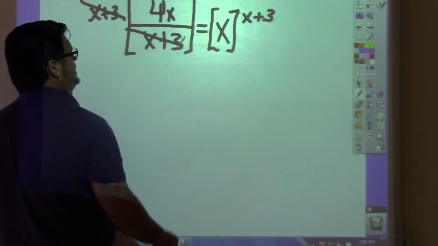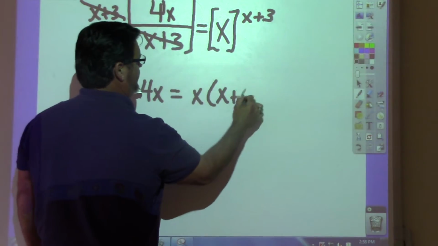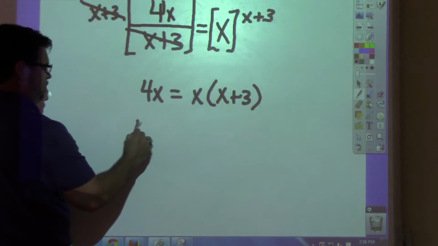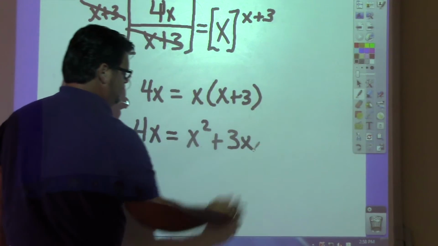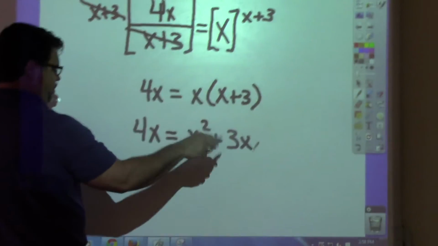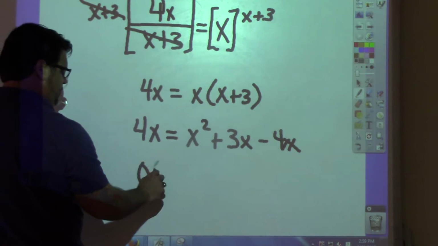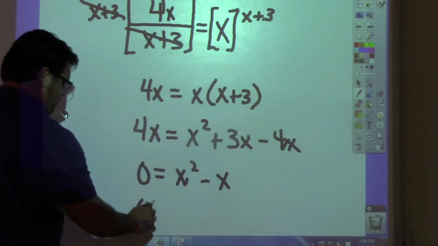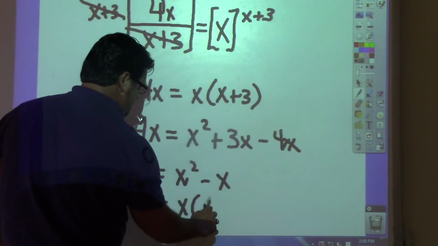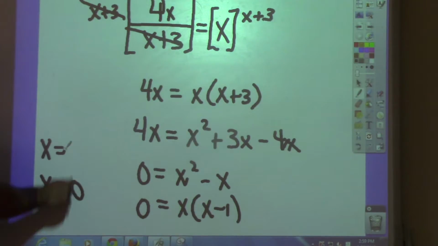X plus 3 cancels, you get 4x is equal to x times x plus 3. 4x is equal to x squared plus 3x. Bring the 4x over, minus 4x. We get 0 is equal to x squared minus x. 0 is equal to x times x minus 1. X is equal to 0, or x is equal to what? 1.